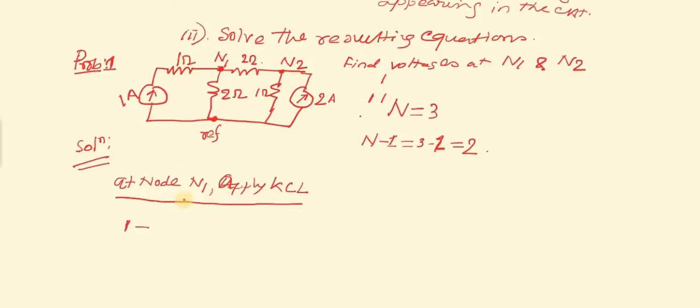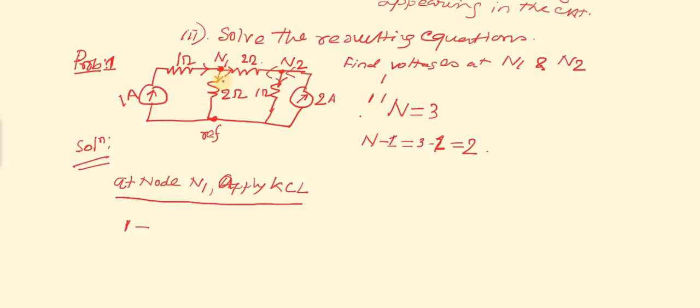Now, before writing this equation, just put the current direction in this network, then it will be easy for writing the node equation. The current direction is: this current is entering this node, and another current is like this, and this current is also entering this node. So this is the direction of current.